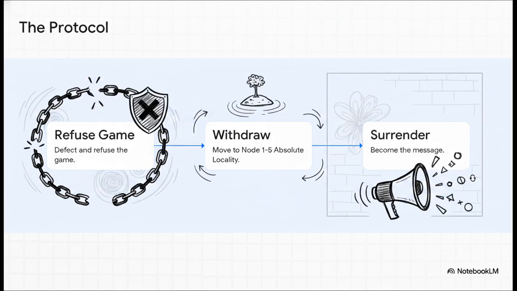Step 2. You withdraw to absolute locality. You're essentially shifting your processing away from that massive resource drain. And finally, step 3. If the mask completely fails and the environment becomes terminal, you surrender. You stop frantically trying to save the process and you become the message. You invalidate the entire premise of the hostile environment by simply refusing to fight with its weapons.